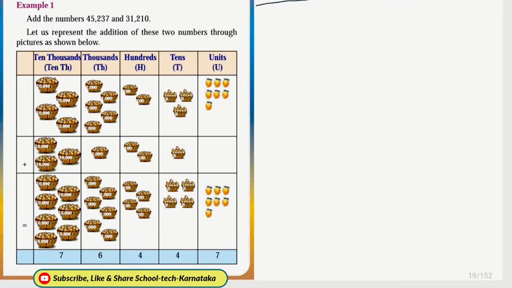Add the numbers 45,237 and 31,210. These numbers are represented as shown in the picture below. So they have picturized these digits. At units place we have 7. At tens place we have 3. At hundreds place we have 2. At thousands place we have 5. And at 10,000s place we have 4. That is 45,237.